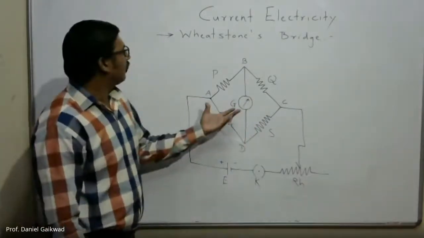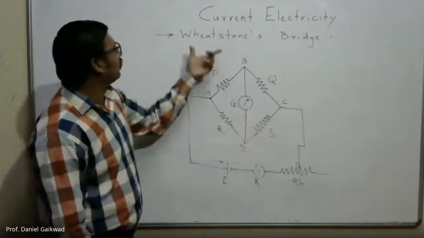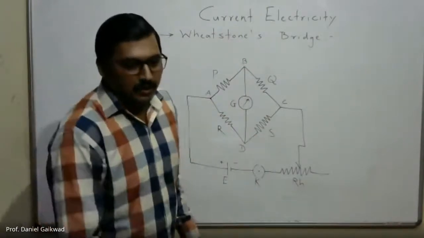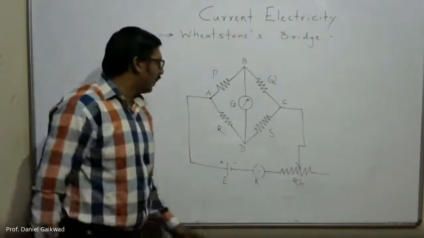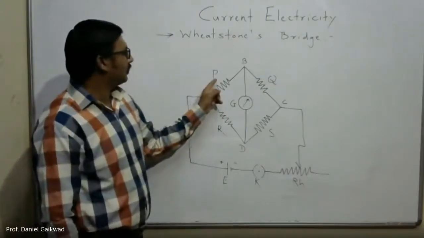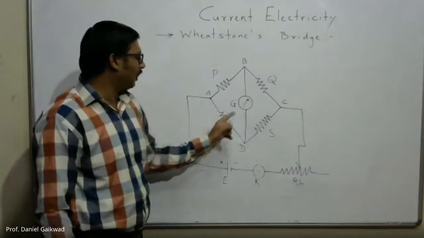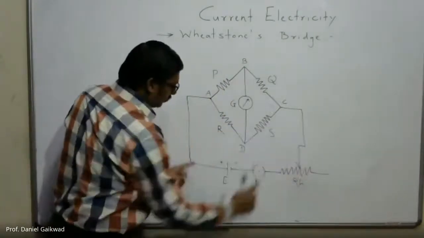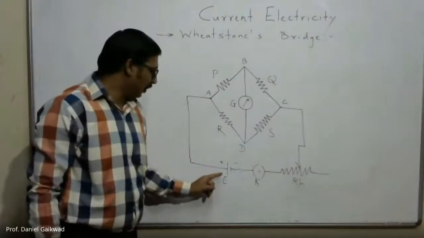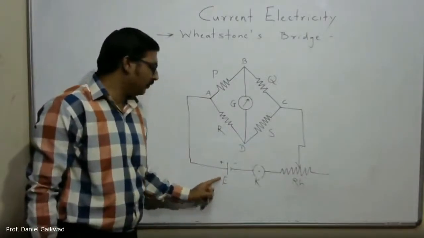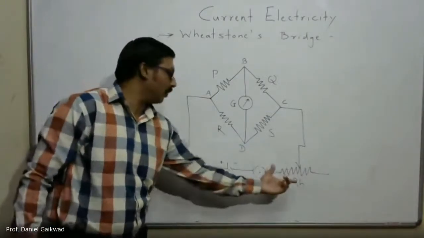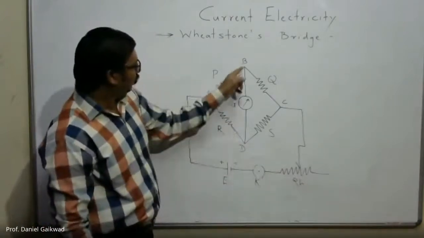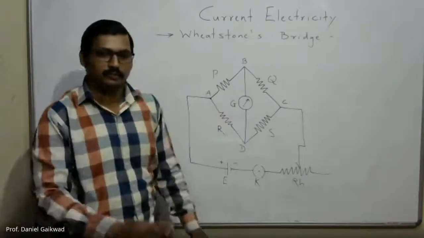So this is the network or circuit called the Wheatstone bridge network or Wheatstone bridge circuit. In that circuit we have the four resistors P, Q, R and S. We give a certain potential difference with the help of a cell or battery having EMF E, and we limit the current with the help of rheostat RH. A sensitive galvanometer is connected between the B and D terminals.